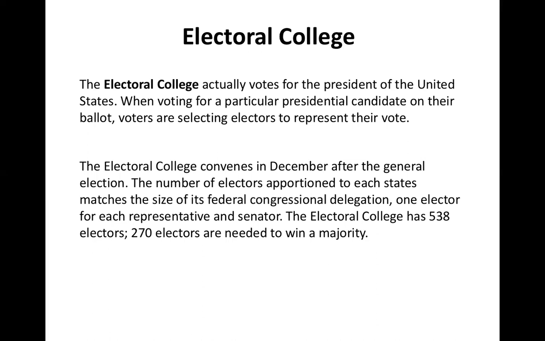Ideally, the Electoral College is supposed to represent what the people want in that state. Let's see how it goes. So the number of electors apportioned to each state matches the size of its congressional delegation. So one elector for each representative from the state and senator. Okay, so there's 538 electors in there, and 270 is our majority.